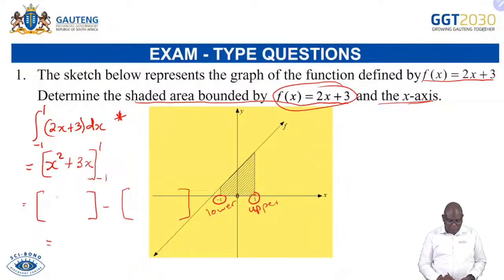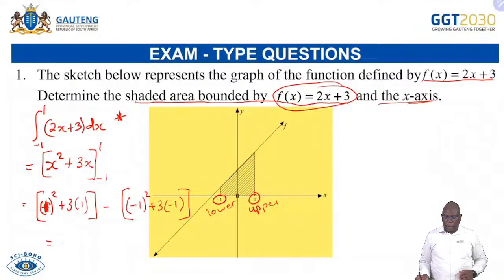So now the x will be substituted by 1 first. Then we substitute by negative 1.